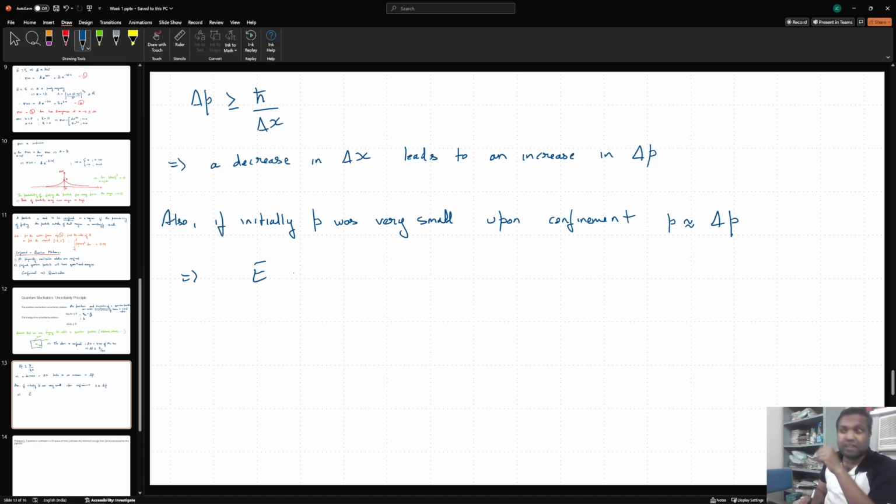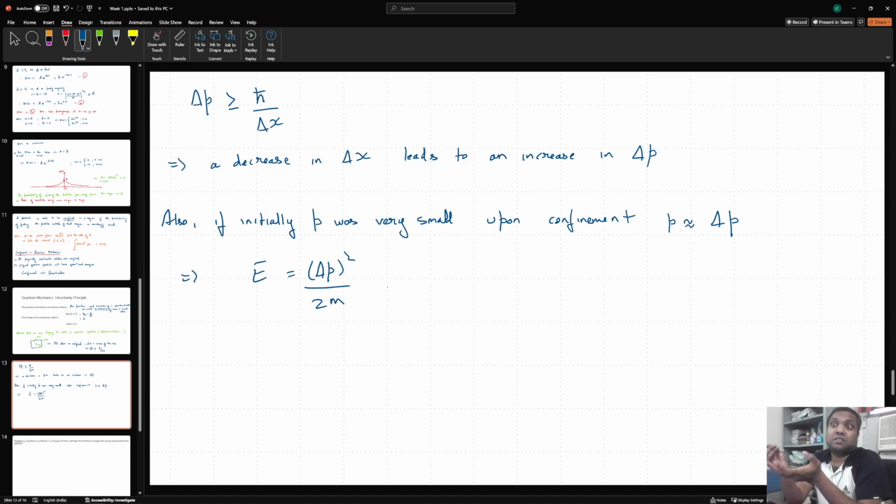E non-relativistic case is equal to delta P whole squared upon 2m. So what does this mean? This means that the smaller and smaller the space I am trying to confine my atom or my quantum particle in, the more energy it will tend to have. Essentially, what I'm trying to say is the act of confinement is somehow giving energy to the particle that I'm trying to confine.